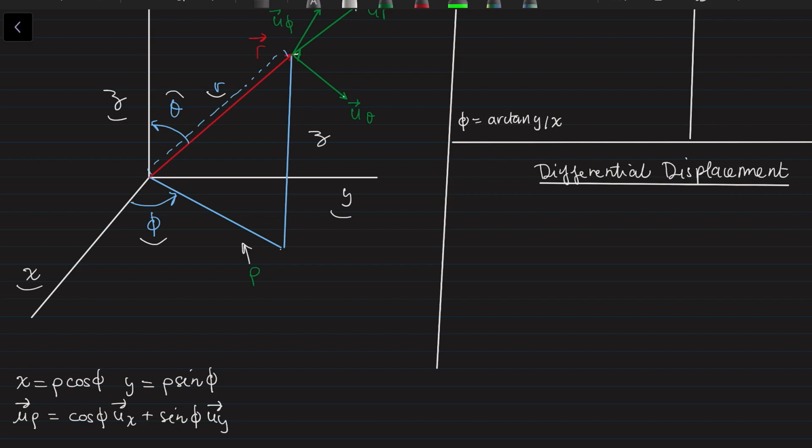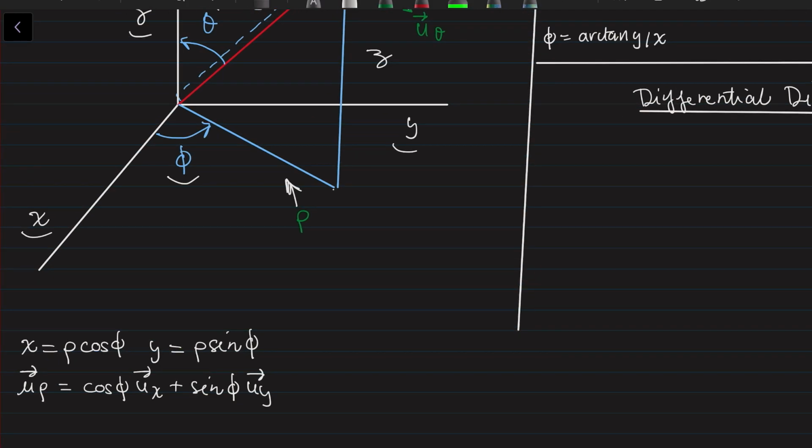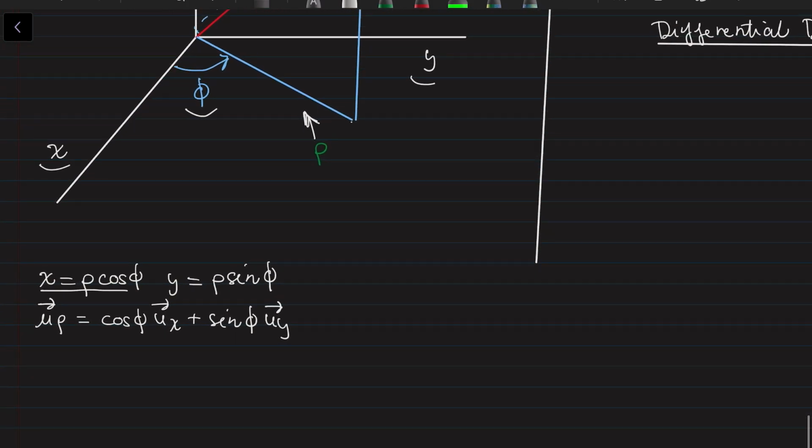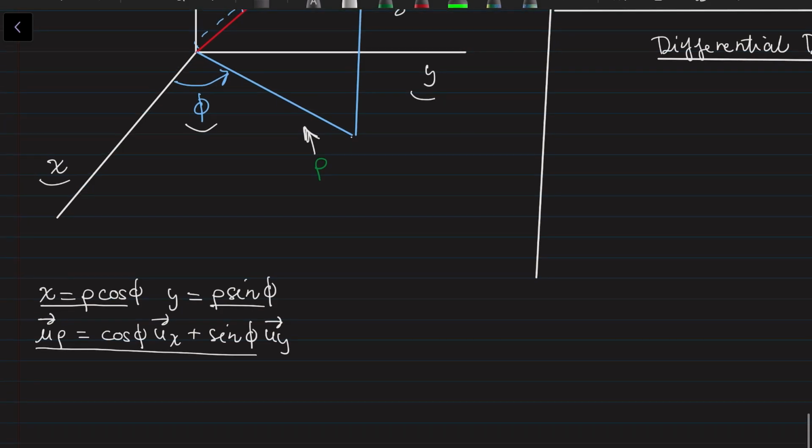Another thing I'm going to do is introduce this blue length, which I'm going to call rho, and it's the same as the r distance from polar and cylindrical coordinates. It's going to be very useful for our later derivation, so we can just write down that x equals rho cosine phi, y equals rho sine phi, and then we have our unit vector u_rho, which is the same as the u_r vector.